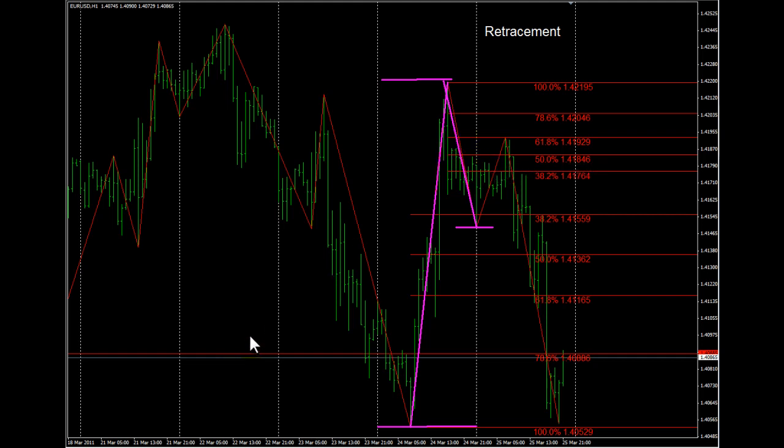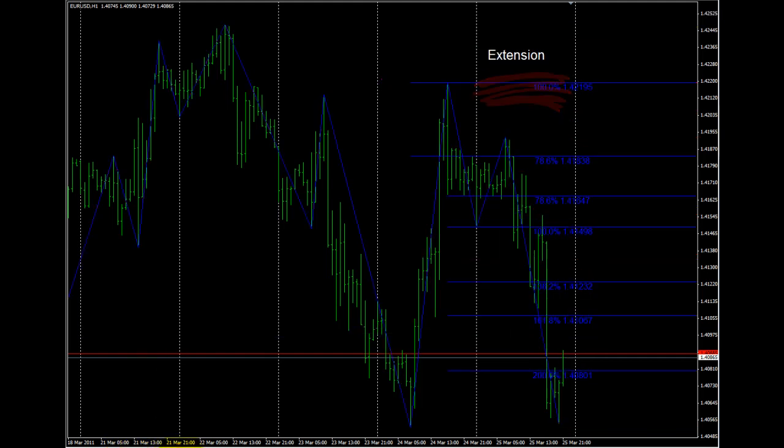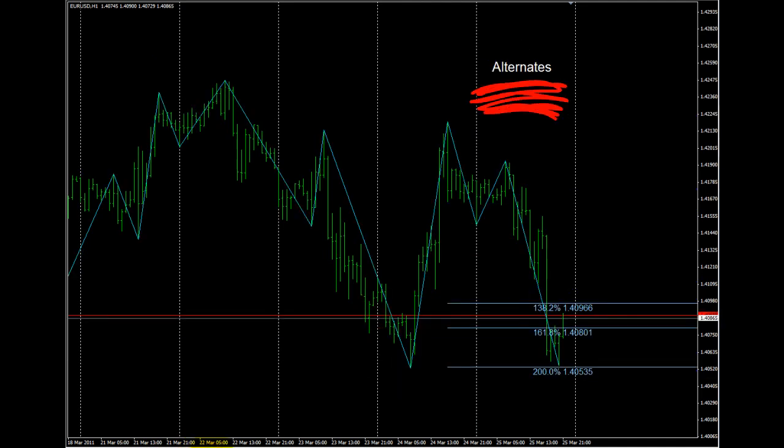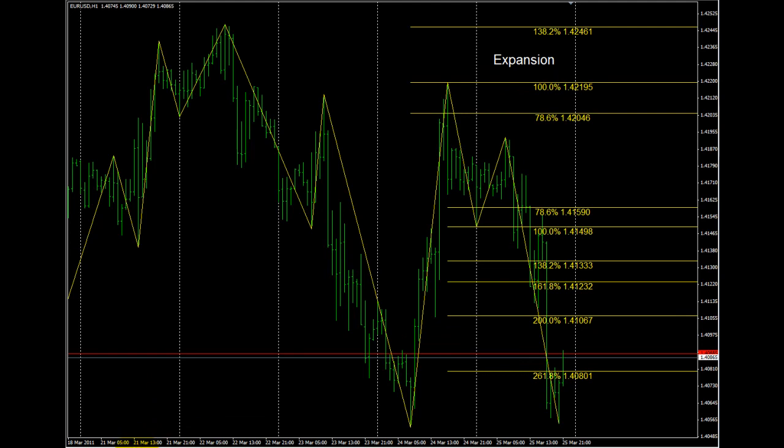Now, let's talk about the other type of price projections, which are the external price projections. There are three of those: expansion, extension, and alternates. And I'm going to go through each one of them in a moment.